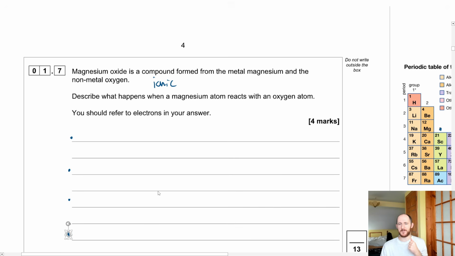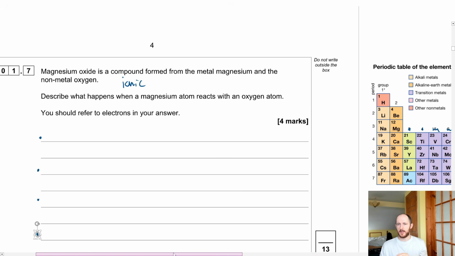Anyways, let me space those out a bit more. So again, we want to write which atom loses electrons and which atom gains. That's 2 marks. Then how many are gained or lost? That's the 3rd one. Now, what's the 4th mark? The 4th mark is what people usually forget. So let's start with the first 3 marks, okay?